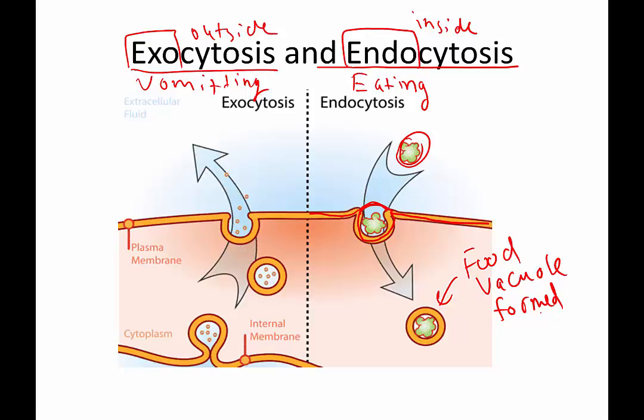And exocytosis, just as I said, is more like vomiting. So it's almost the exact opposite of that process. So here you may have some digested material. You have a vesicle formed, and that vesicle then fuses with the plasma membrane, and that food is spit out of the cell. So essentially through this process, the cell has expelled food or some other sort of particle into the outside environment. So this is the process of exocytosis and endocytosis.